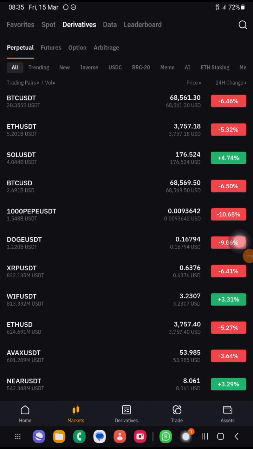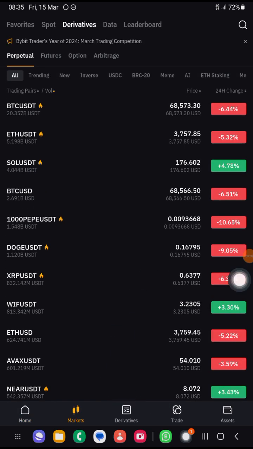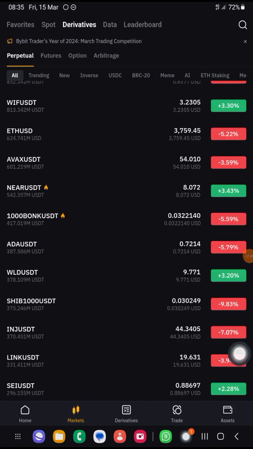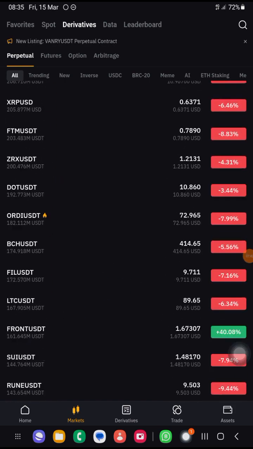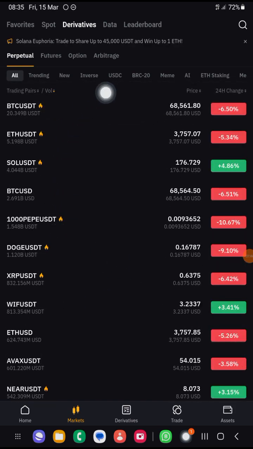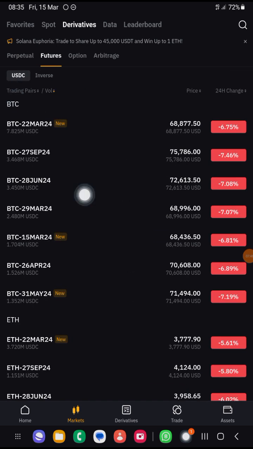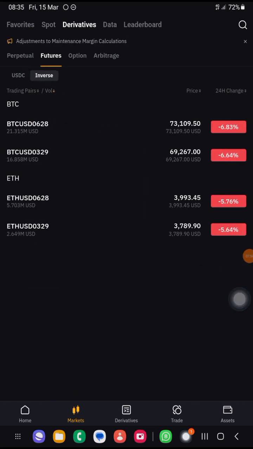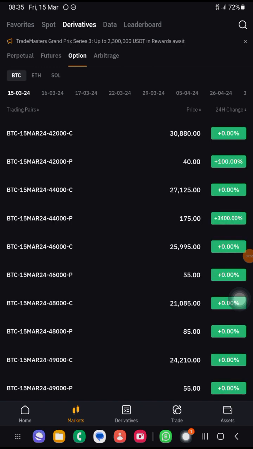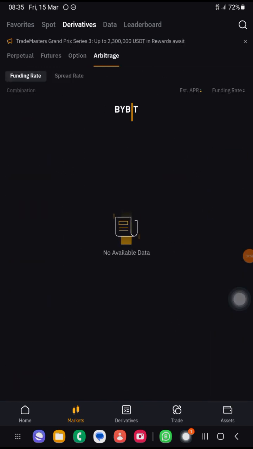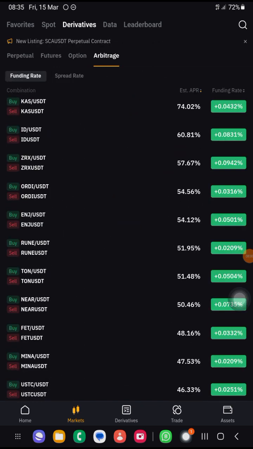You can also come down here to see more. You just click down to see more, so see them here, a lot of them. These are perpetual trading, these are futures trading as well. These are futures still on that same pair, but paired with USDC right now. You can see inverse here. Just navigate through them one after the other. You can see options here as well. Bybit allows options. You can also see arbitrage trading here. Bybit allows that as well.